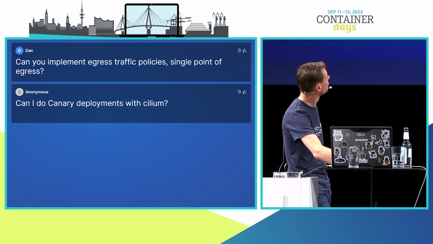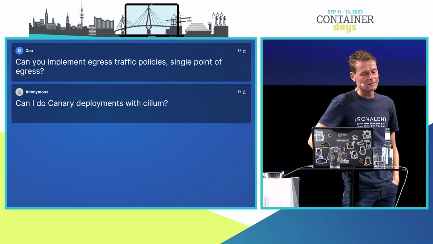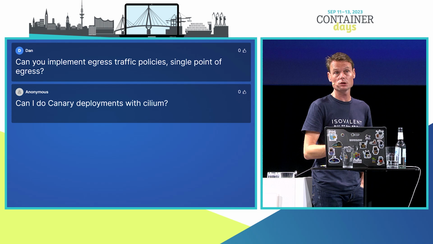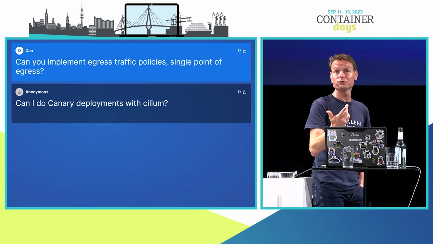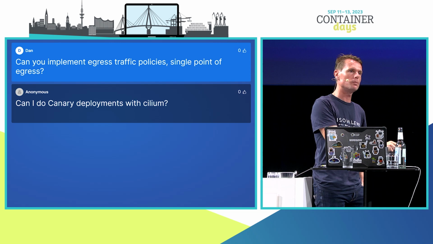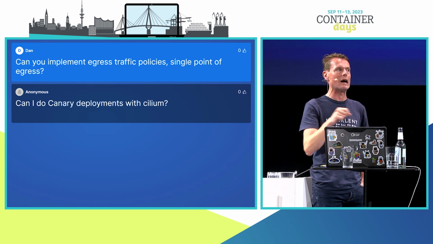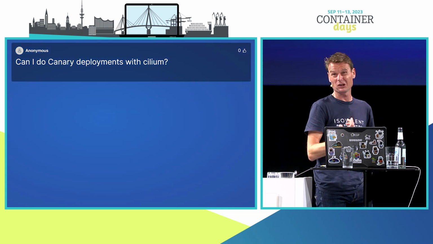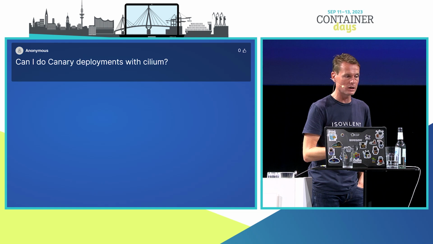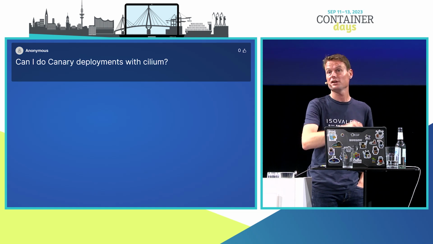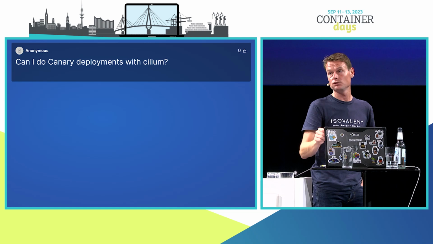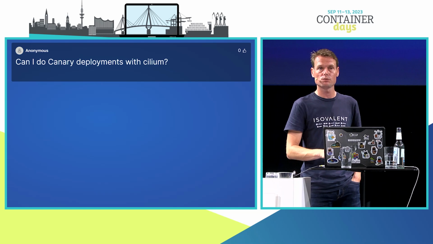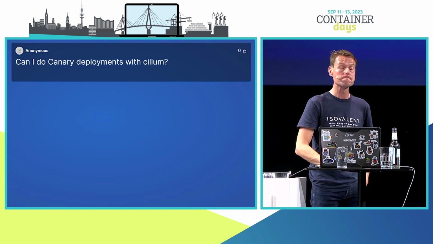Can you implement egress traffic policies, a single point of egress? Yes, you can. You can use egress NAT policies. Those are specific resources in Cilium that, based on selectors, again, select for example a namespace or a pod based on its labels, to go out with a specific IP address on a given node in your cluster. The only requirement there is that you need to have those IP addresses configured on, let's say, a gateway node for this to work. And it's super dynamic. You can have multiple namespaces, multiple matches with different egress NAT policies.